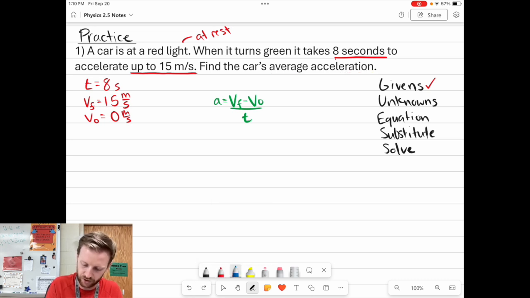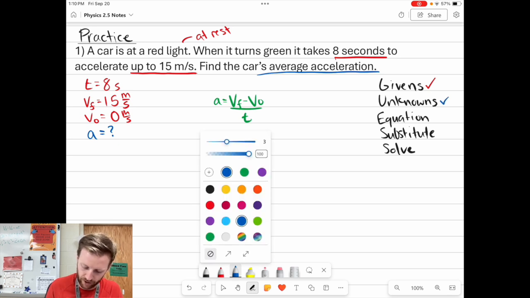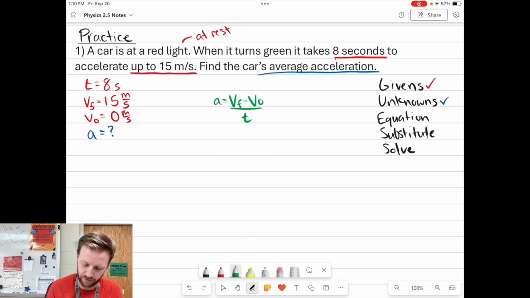And my car's average acceleration is A. So A is my unknown. So we did that. Great job. We did our equation already. We already wrote it out. So A is equal to the final velocity minus the initial velocity divided by time. So I did my equation step. And now we're just substituting and solving here.